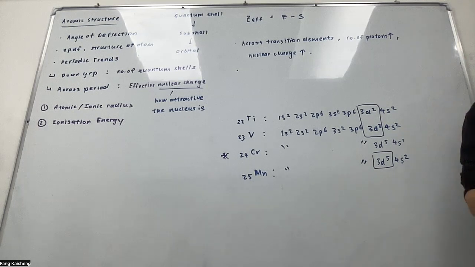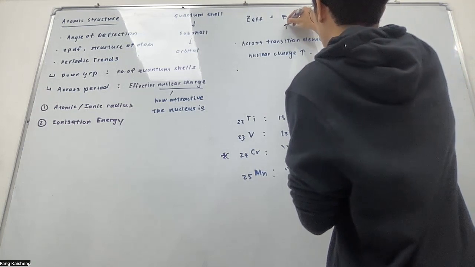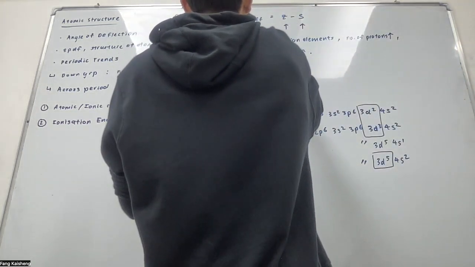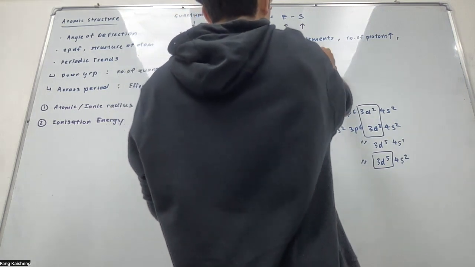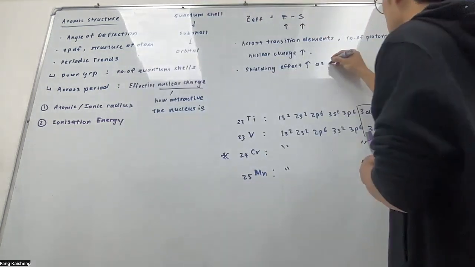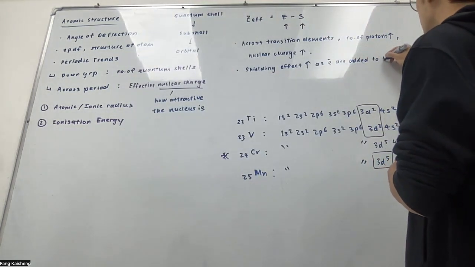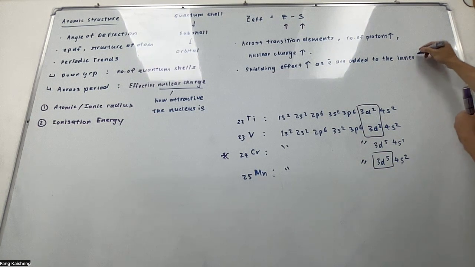It can become stronger also. Your shielding effect increases. Your nuclear charge also increases. Come, let's write it down. So let's explain first. The shielding effect increases as electrons are added to the what? Are they added to the outer shell? No, it's added to the inner 3D subshell.